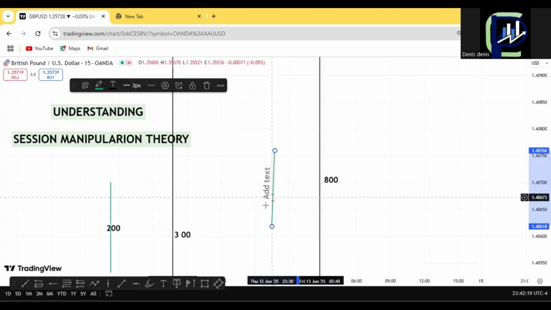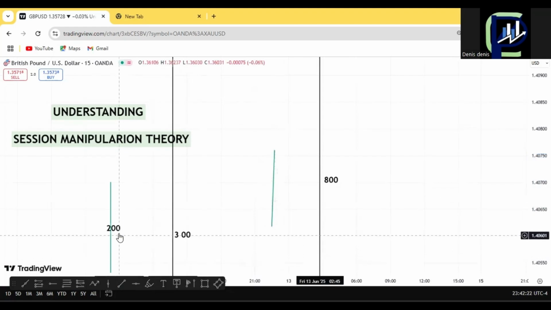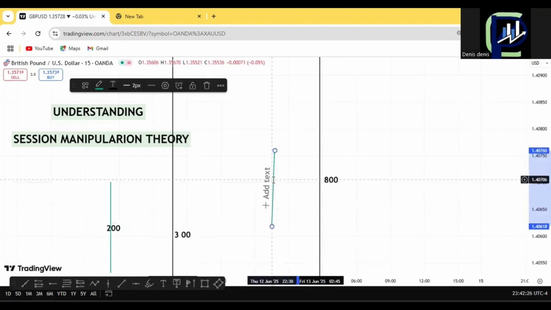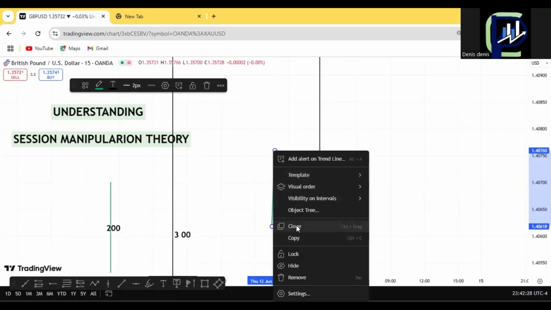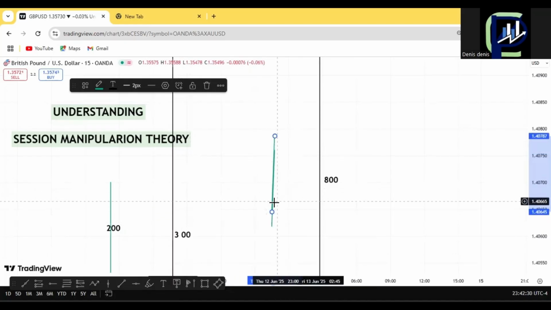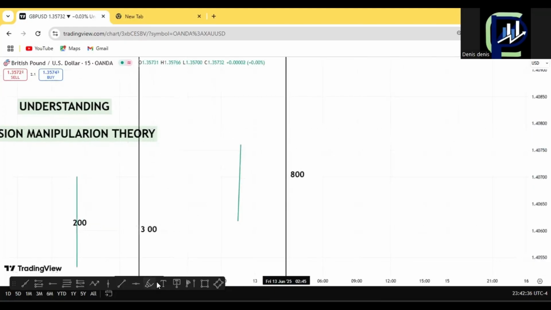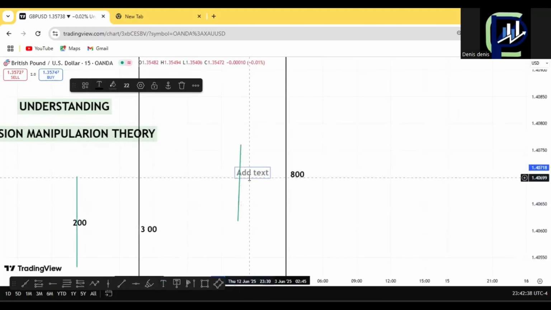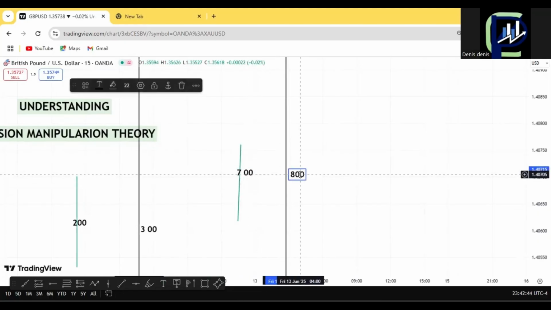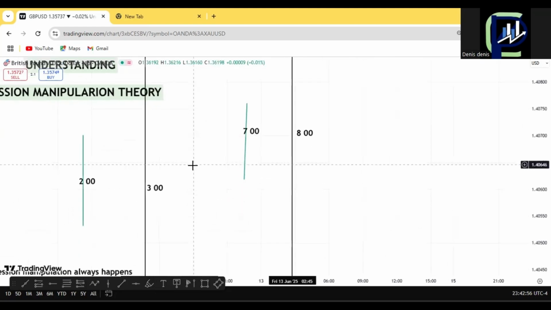I do not want to focus on the Asian session because it's not what I trade. I don't trade the Asian session, so I want to focus on the London and the New York session. So that means that this is going to be 7 o'clock New York time. This is when we are going to have the manipulation starting. If you master this, this is going to be a game changer for you, and you're going to understand how the market is going to move.